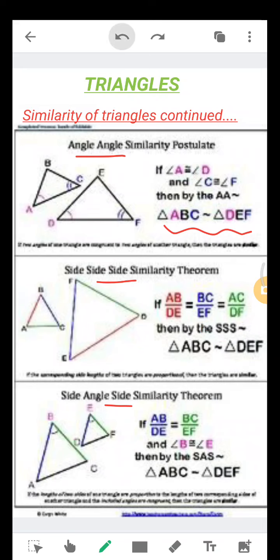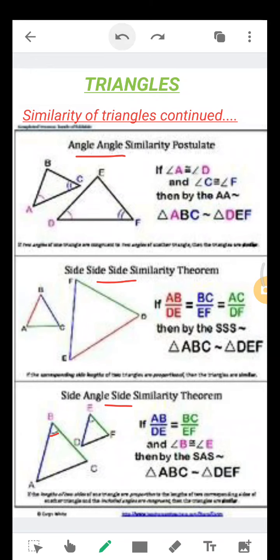Then I discussed the SAS rule also. In this rule we need two sides in proportion and the included angle. You can see the blue colored lines and the green colored lines. These two are in proportion, AB by DE. The ratio of AB by DE is equal to the ratio of BC by EF, and the included angle is angle B and angle E. So they are equal, hence these two triangles are similar by SAS. I also told you about the similarity symbol. The symbol which we use for similarity is this one.